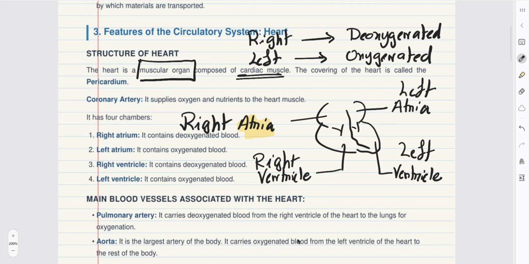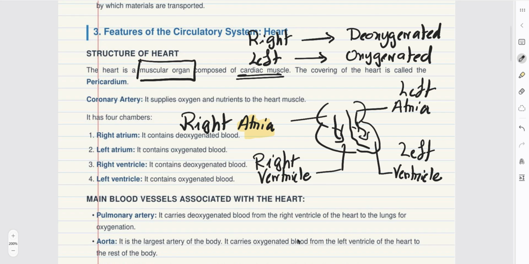So obviously we can make this idea that the blood from the right side of your heart will go to the lungs, because it does not have oxygen. It needs oxygen. So it goes from the right side of the heart to the lungs. From the right atrium, it will go to the right ventricle, and then from the right ventricle, it would go to the lungs. Similarly, from the left atrium, it would go to the left ventricle, and from the left ventricle, it would go to all parts of the body because it contains oxygenated blood.